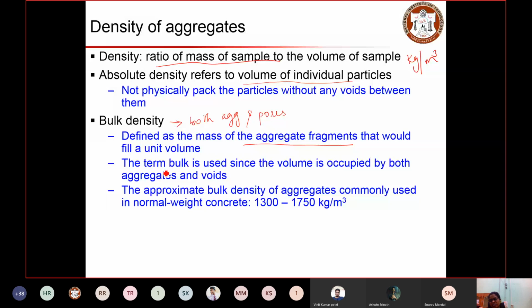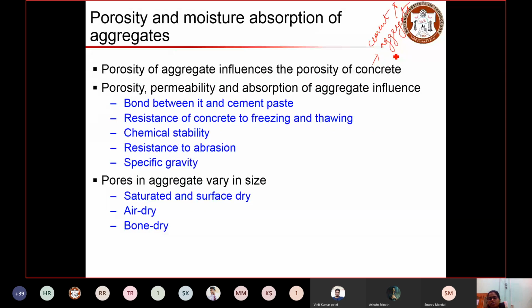Concrete, what is it? It is basically the matrix of cement and aggregate, right? Cement binds the aggregates, and cement is also porous in nature, and aggregate is also porous in nature. So if aggregate is porous, that affects the porosity of concrete. So these are some consequences of porous aggregate, and that could influence the properties indicated here.